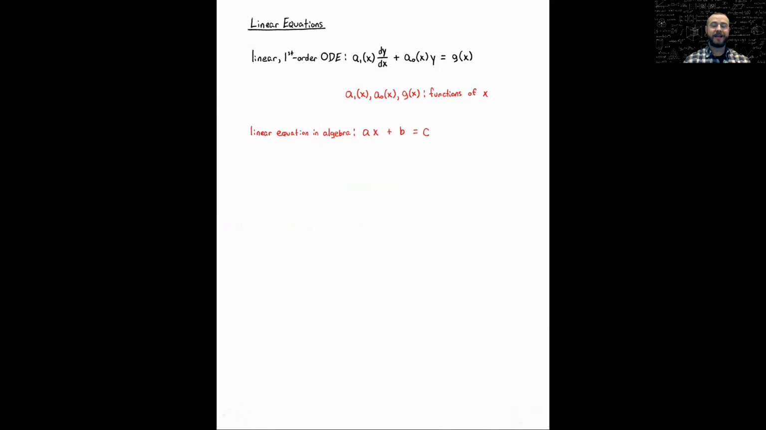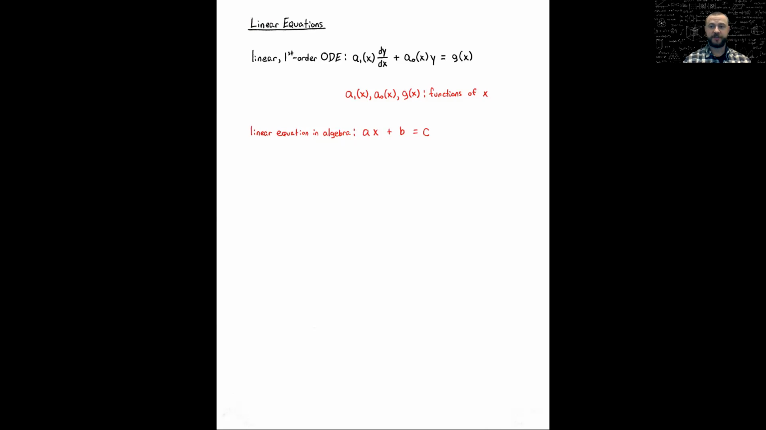But for right now, what we'll call a linear first order ODE is a differential equation in this form. We have a derivative of y with respect to x, and multiplying it is a function of x, which we're writing a sub 1 of x. In that differential equation, we also have the y term being multiplied by another function of x, a sub 0 of x. And then on the right-hand side, some function of x, g of x. So we're going to refer to a1 and a0, or a sub 1 and a sub 0, as the coefficient functions.